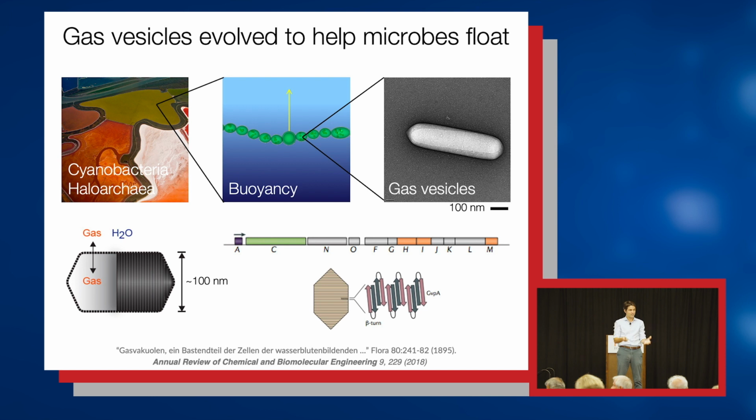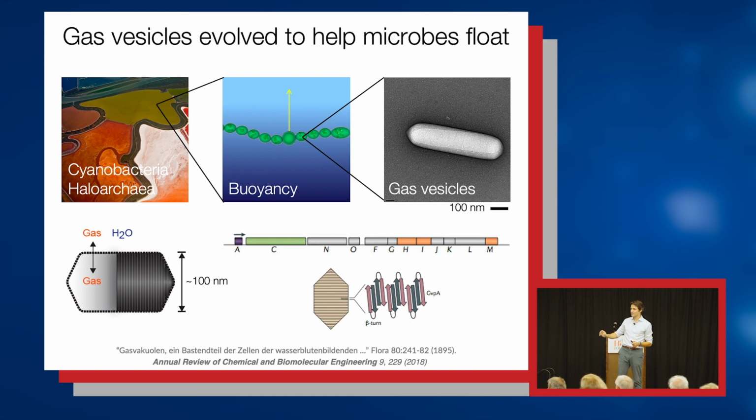Okay? And when these cells want to float higher, they turn on the genetic program that encodes the formation of these gas vesicles to make more of them, and they float to the top in the water. And then when the cell wants to sink, they can break these down with proteases and sink back down. So really remarkable piece of evolution.